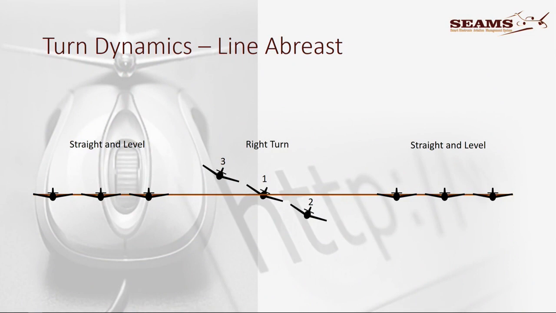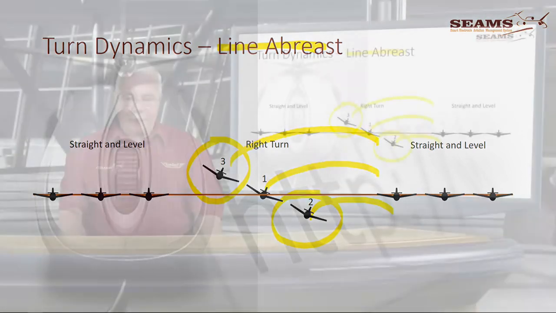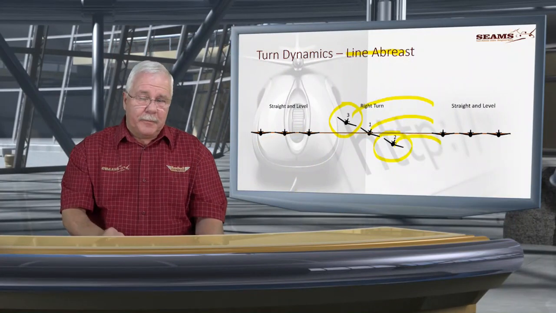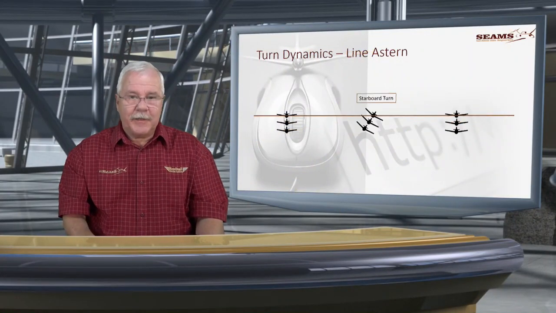Here on the right turn, and here I've got the line abreast. Same idea. The outside aircraft will be much higher. The inside aircraft much lower. Smaller radius, normal radius, bigger radius. Okay, I think we probably have finished this one now.